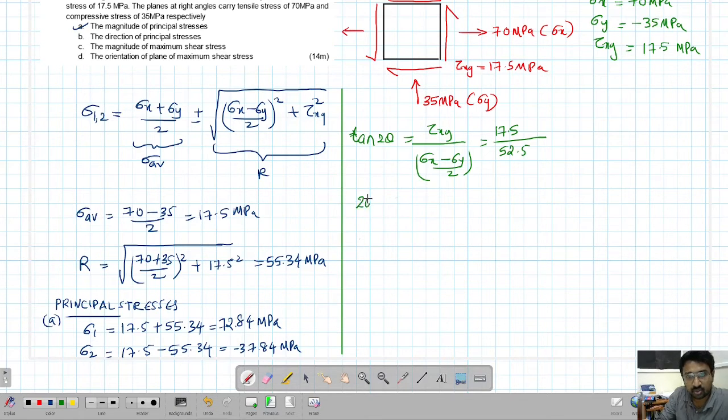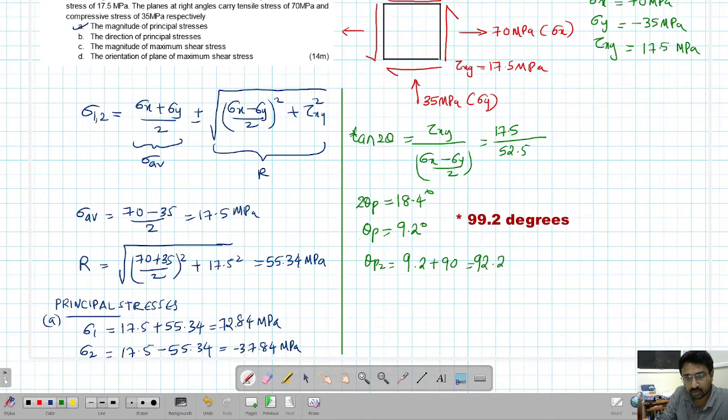So this gives me 2 theta p as 18.4 degrees, so theta p is 9.2 degrees. This is one value, for one plane. We can get the second plane, theta p2, by adding 90 degrees to this. So 9.2 plus 90 equals 99.2 degrees. So these are the two planes, 9.2 degrees and 99.2 degrees.